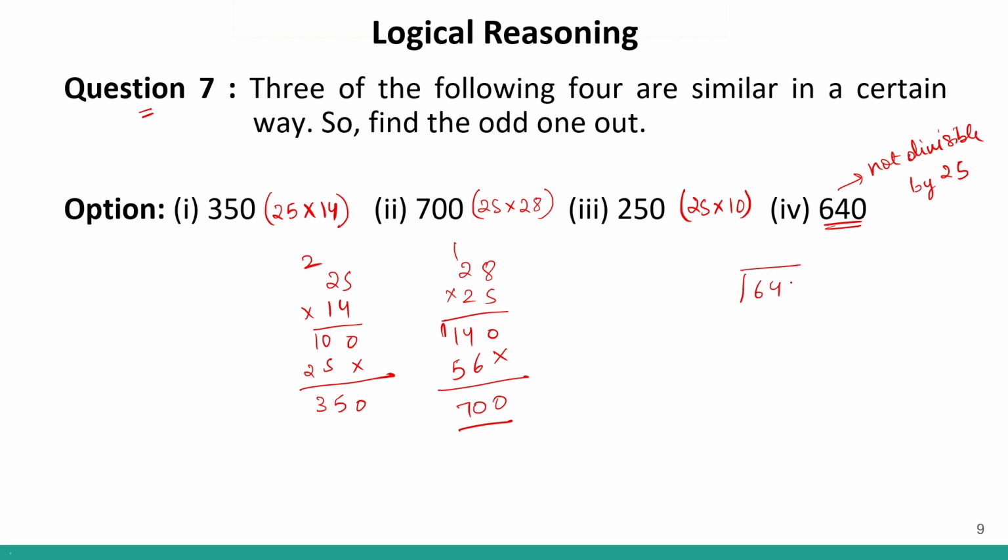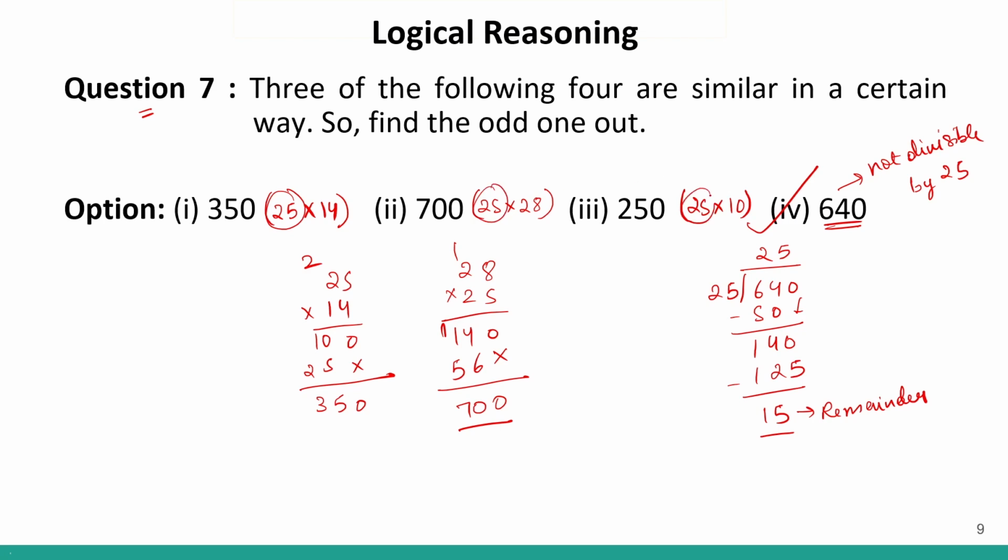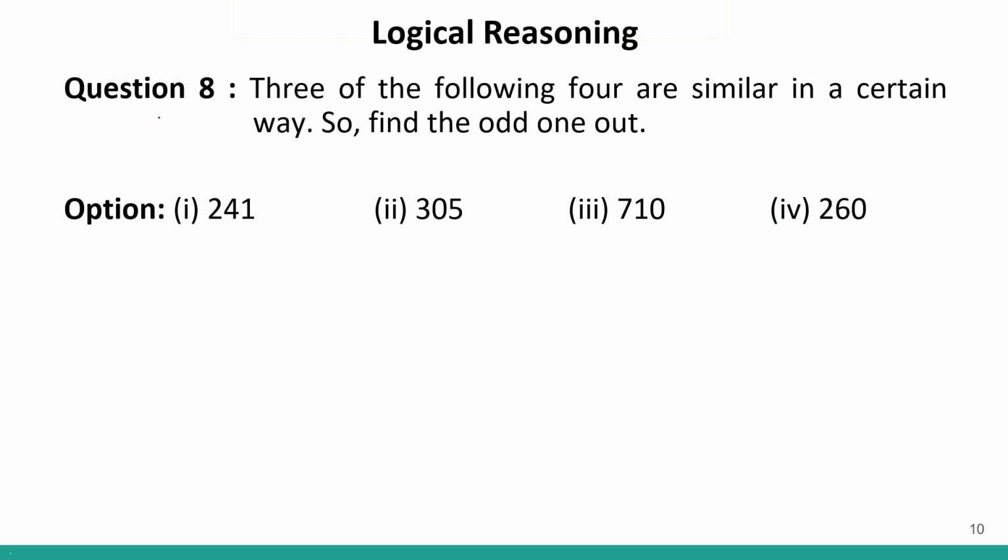If I try to divide 640 by 25, 2 times I'll get 50, correct? I'll get 140 over here. So 4 times I'll get 100. Or I can say 5 times I'll get 125. So 15 would be the remainder. If I get a remainder, that means it is not perfectly divisible by 25. Therefore, option number 4, 640 is the odd one out. Rest everything is a multiple of 25 except option number 4, 640. Am I clear?